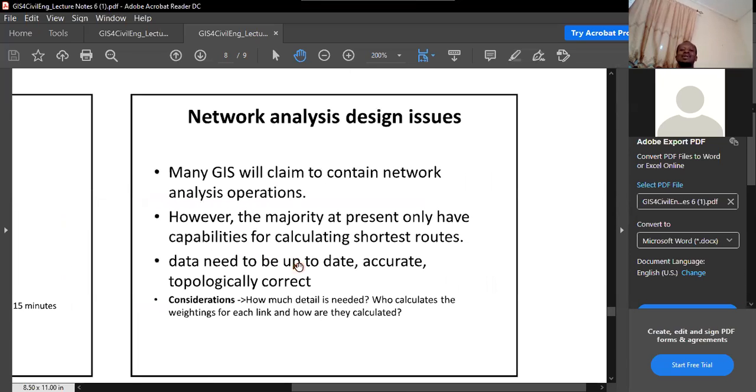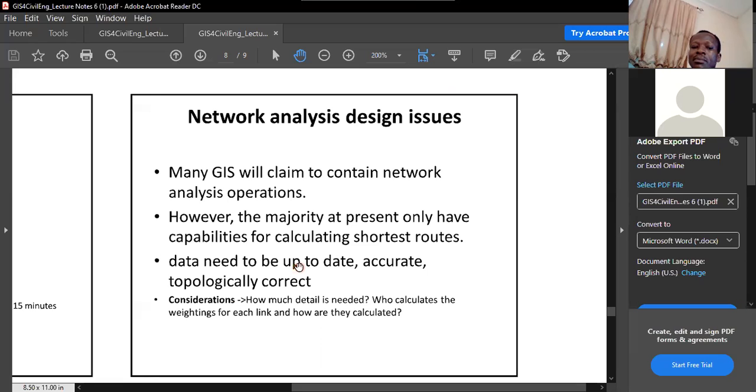So network analysis, there are issues that also confront it. You have a software that claims to do some network analysis. In fact, I think we will look at one in our practical, which is coming up soon. You will realize that most software can't do any proper analysis, and those that can do a serious one, you have to pay thousands of dollars to get them. So you have to know what you're about before you invest into them. They may claim to do some network analysis operations, but they may not be that good.